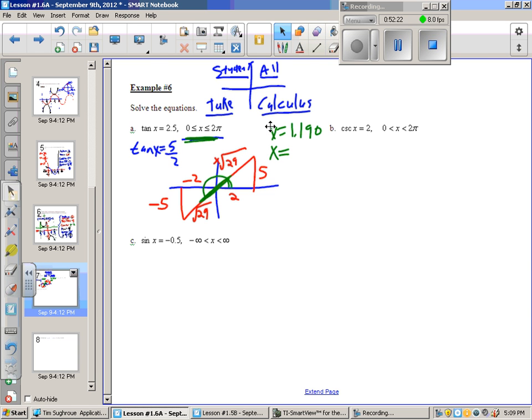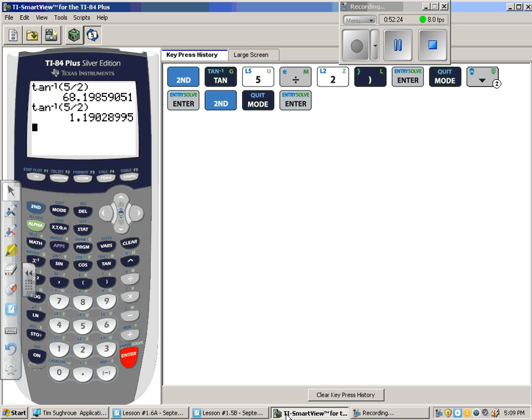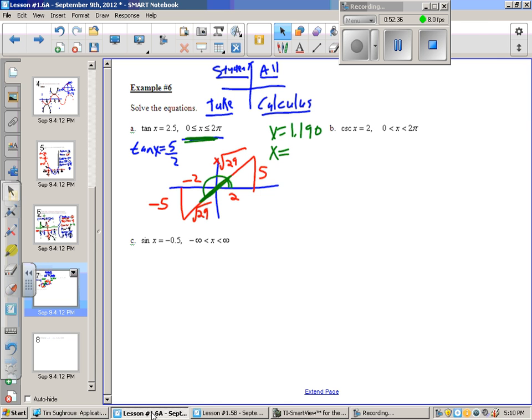So if I come back to my smart calculator and I just add pi to it, I will get a value of 4.332. Come back and I'll list my second answer as 4.332. You should ask yourself, does that make sense? Do these two angles make sense? And the answer is yes. My first answer is between 0 and 1.57. My second answer is between 3.14 and 4.71, whatever 3 pi over 2 is.